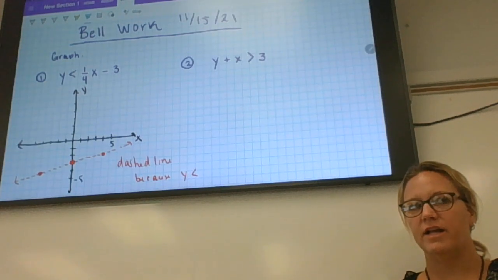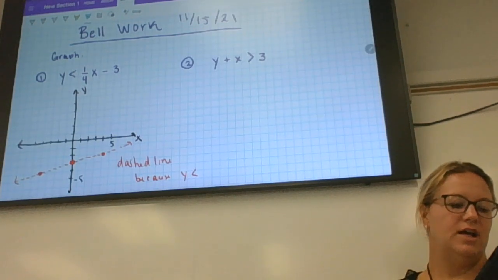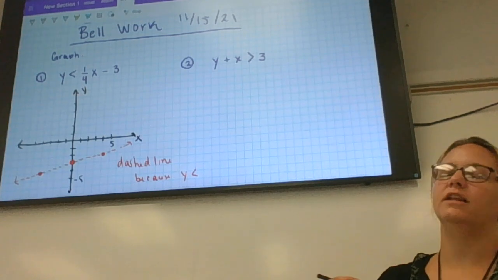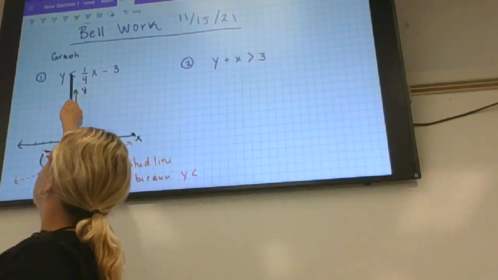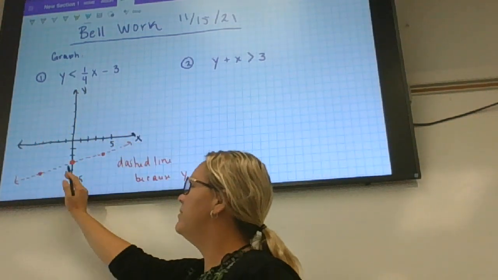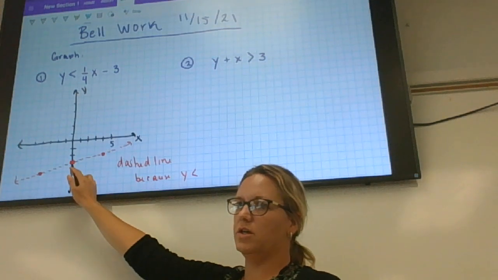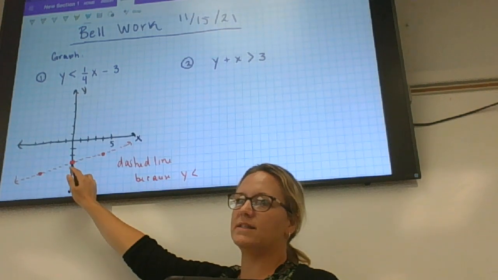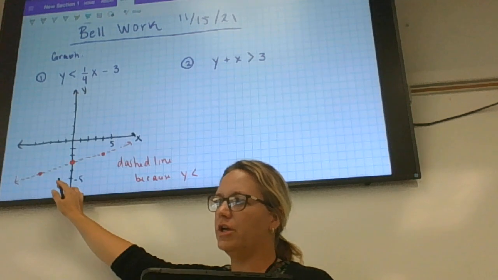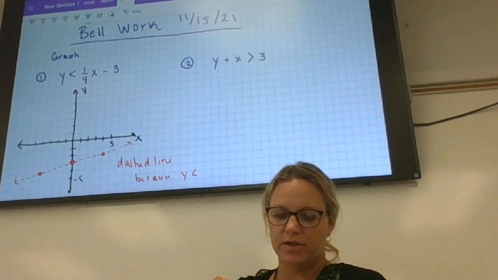Am I done? No. I gotta color it in. Now this reads y is less than. So I put my pencil here, and since y is less than, I color under. I color lower.